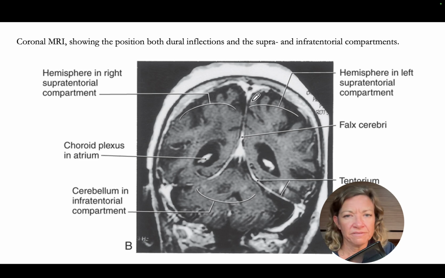On this coronal view, now we can see both dural inflections. So this is a really nice view. Here is the superior sagittal sinus. Here's the falx cerebri descending on the midline. Here is the tentorium cerebelli bilaterally. And obviously you see the supratentorial compartment and the infratentorial compartment nicely shown in this image.